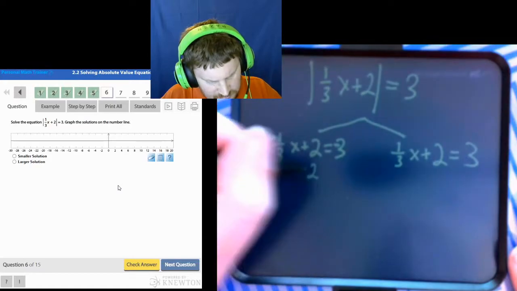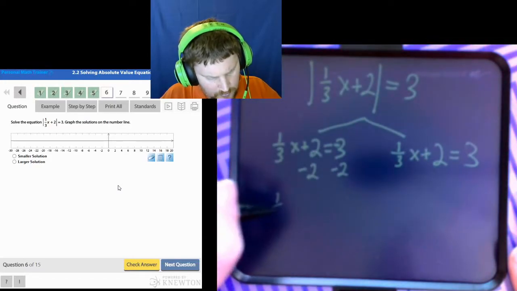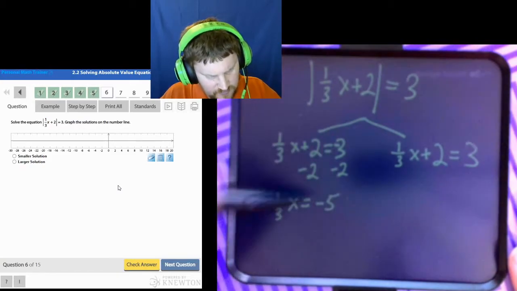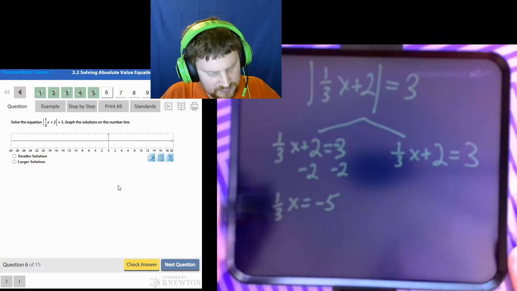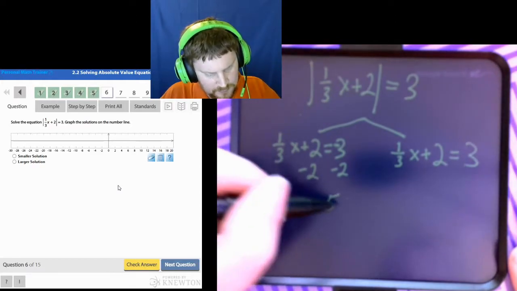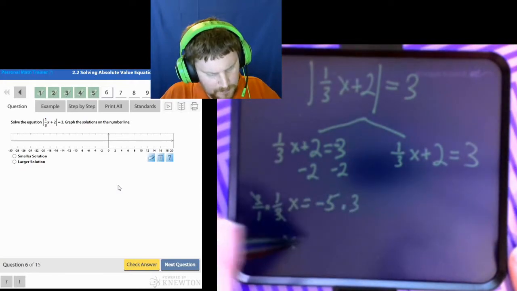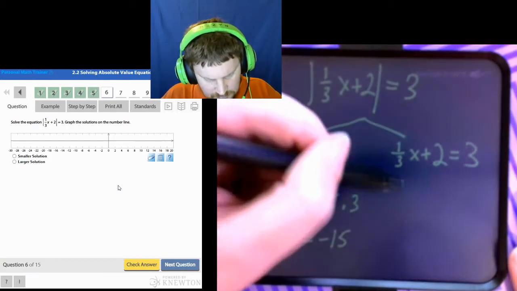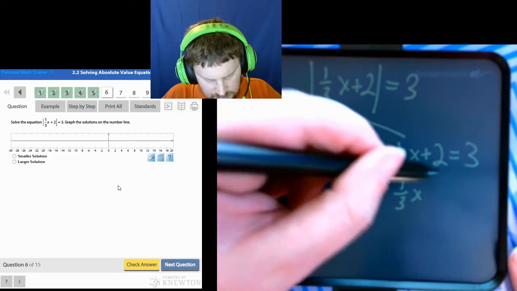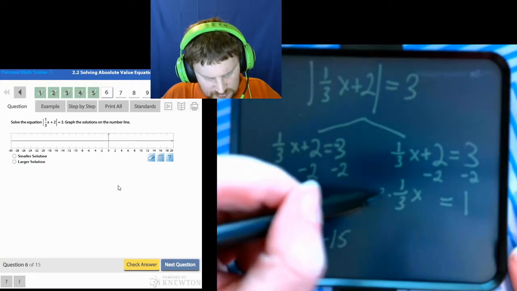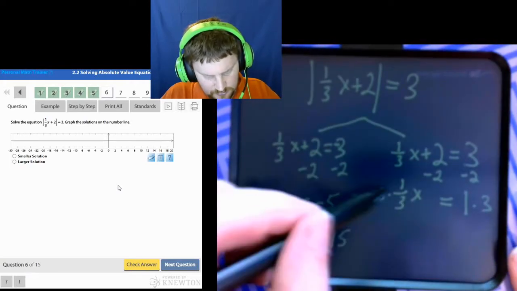So we subtract 2 from each side here. 1/3 x equals negative 3 minus 2, which is negative 5. In order to get rid of the 1/3, we can multiply by the reciprocal, 3 over 1. So we're multiplying by 3. x equals negative 15. And on this side, we have 1/3 x, we subtract 2 from both sides, equals 3 minus 2 is 1. Once again, we multiply each side by 3, the reciprocal of 1/3.